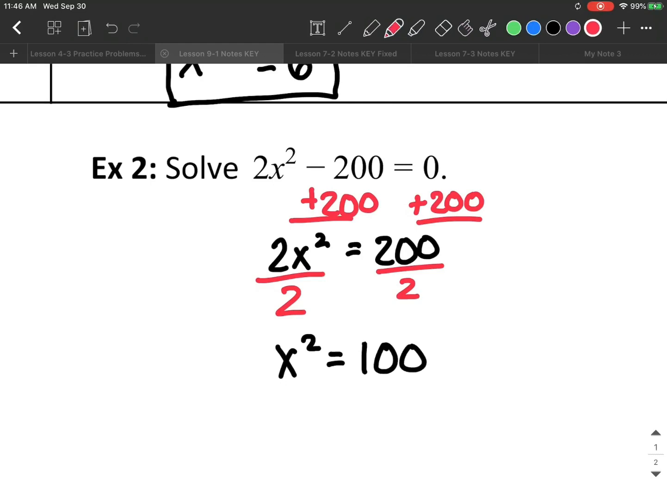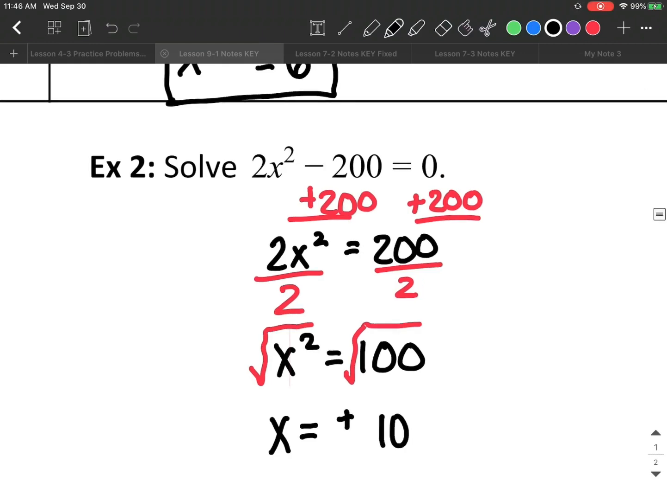To get x by itself on the left-hand side, I'm going to take the square root. If I do that on the left, I have to do that on the right. And I get x is equal to the square root of 100. It could either be positive 10 or it could be negative 10. So I need to include the positive and the negative answer.